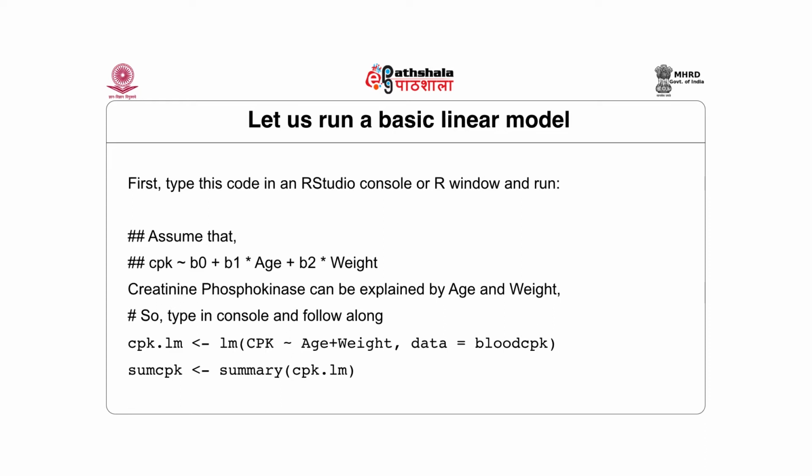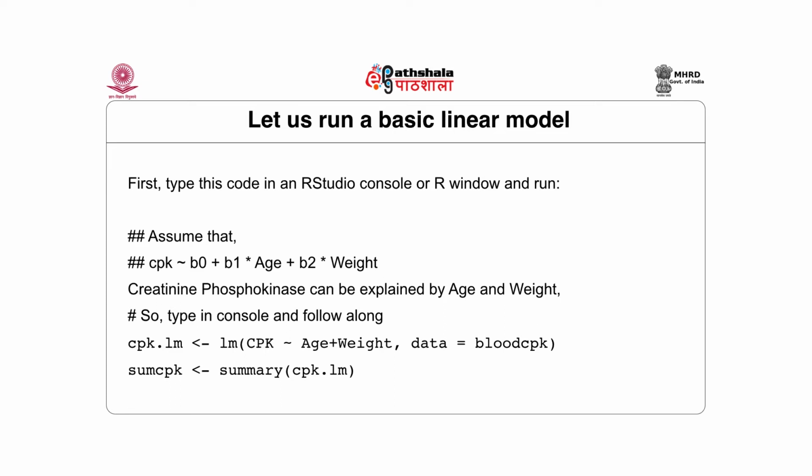CPK in our context is creatine phosphokinase. The tilde mark is, as you know, according to the Wilkinson-Rogers formula. This is the mark that we put to specify that there is a linear model that's coming. B0 stands for beta 0, or the intercept. B1 stands for the slope parameter for the variable age. So we have B1 times age.